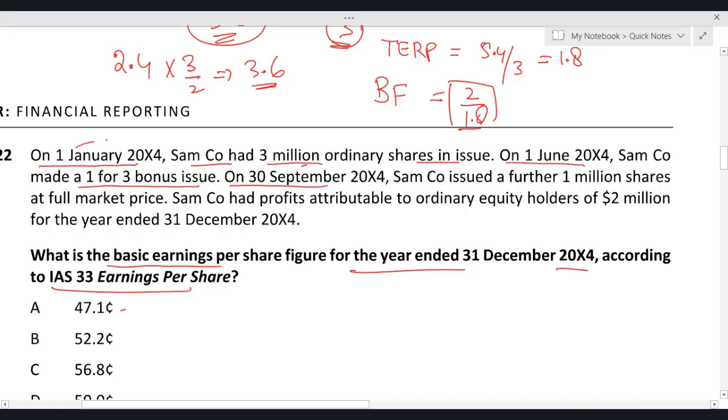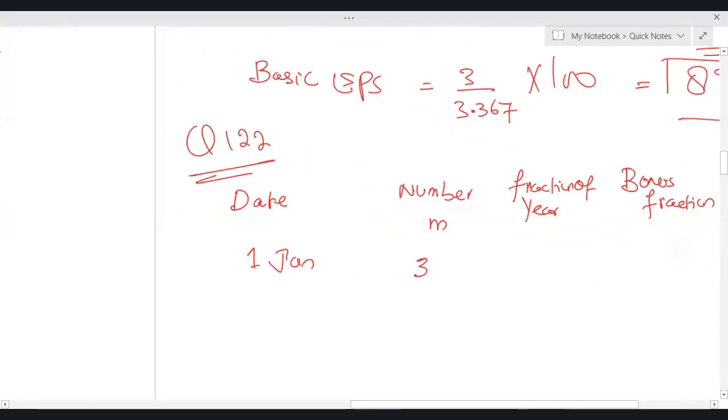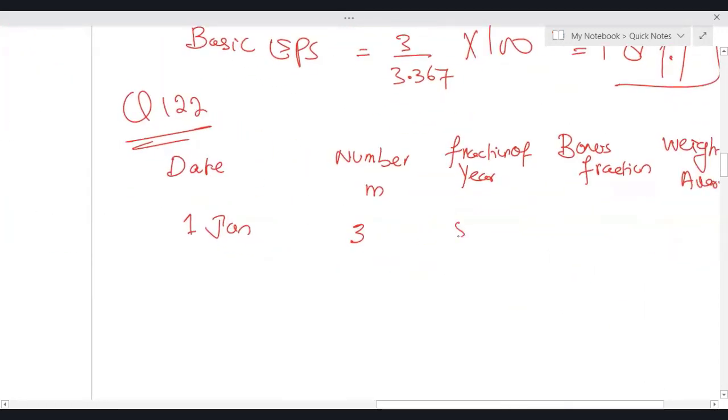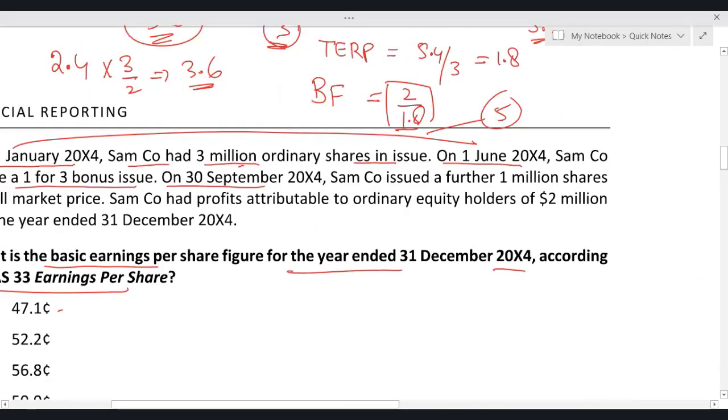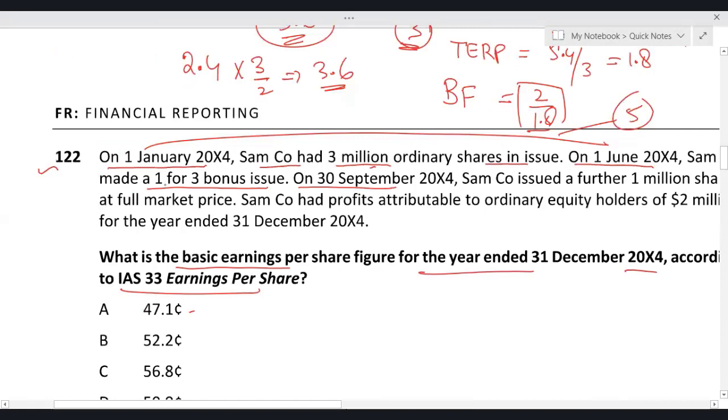3 million ordinary shares on 1st June. Now listen, from 1st January to 1st June, we have 5 months. So the fraction of the year will be 5 upon 12. On 1st June X4, Sam company made a 1 for 3 bonus issue. A 1 for 3 bonus issue means your bonus fraction will be 4 upon 3. Actually, 3 shares will become 4 after bonus. So shares after bonus will be 4 and shares before bonus will be 3. So your bonus fraction is 4 upon 3.